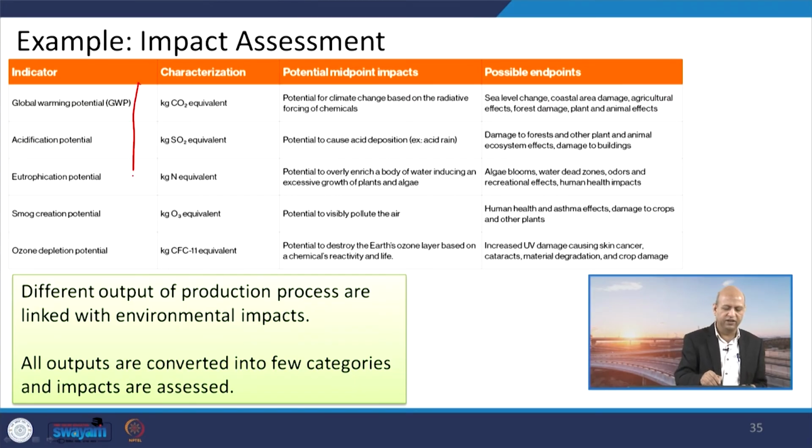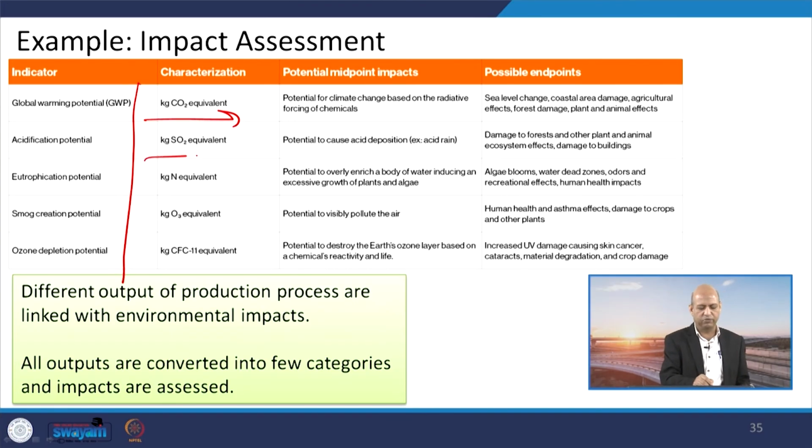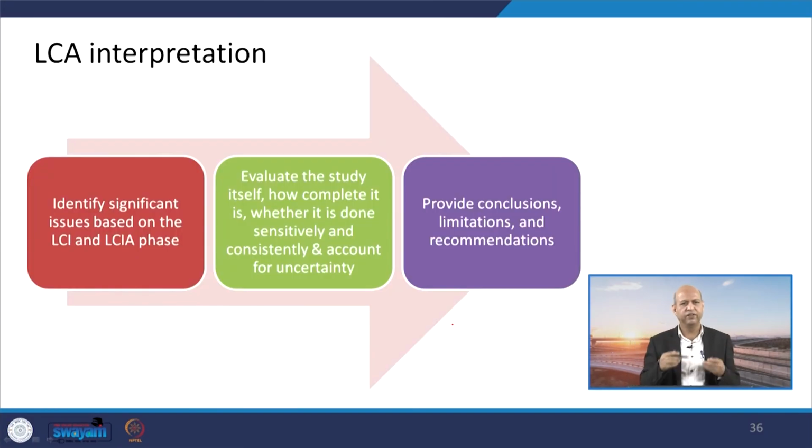Again, all those indicators which we have discussed, like global warming potential, acidification potential, eutrophication potential, ozone depletion potential, or smog potential, and the characterization equivalences, which we have already discussed. Then midpoint impacts and the possible end points in different steps, all those are to be tabulated, so that the picture is very clear and you can communicate in a nice way. There is no confusion, it is lucid and a complete clear picture emerges out of those analyses.